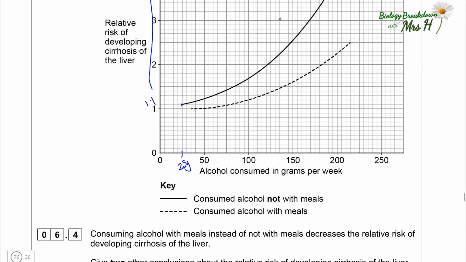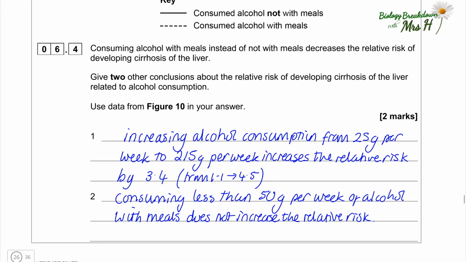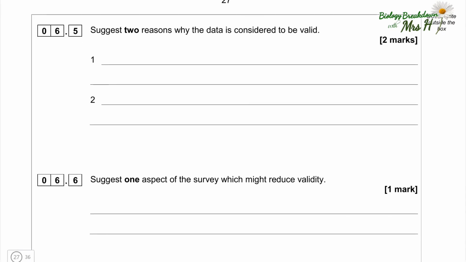The other thing to note is that, can you see the curve with consumed alcohol with meals? If the person consumes less than 50 grams per week of alcohol, then there's actually no increase in the relative risk. I'm sure there are more things in the graph to pick out, but those are the most obvious things I can see. Suggest 2 reasons why the data is considered to be valid.